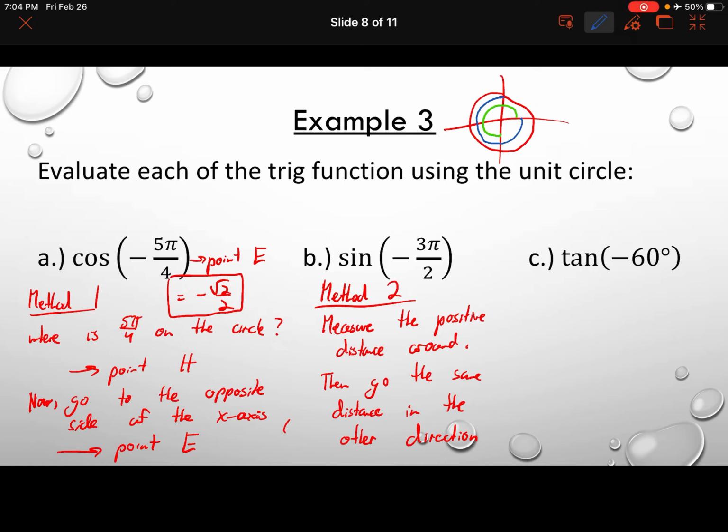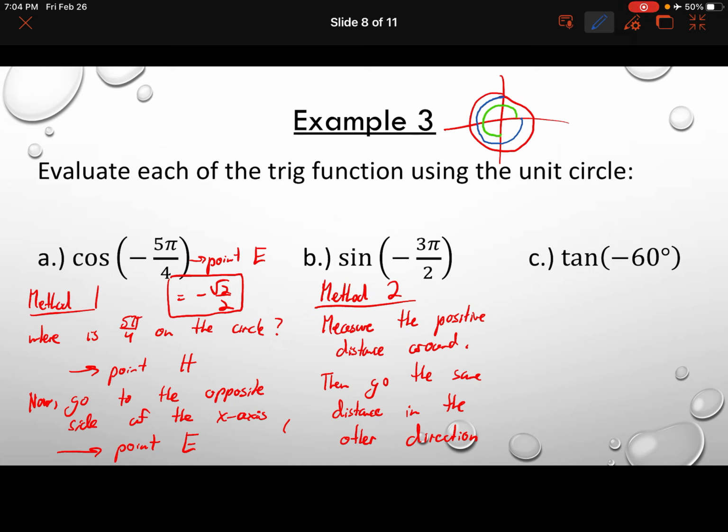So literally just count the points. So like 1, 2, 3, 4, 5, 6, 7. So I went 7 in this direction, so I should go 7 in the other direction to get to the same point. So that's method 2. In this case, because we're going in the negative direction, so in the opposite direction, you would be at the top edge of the circle.